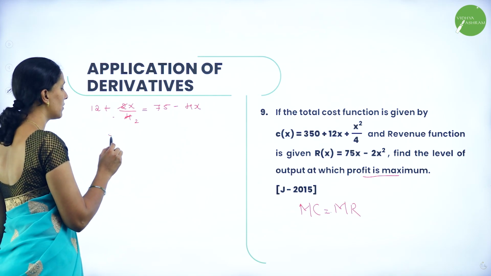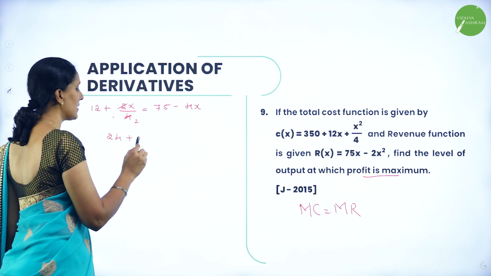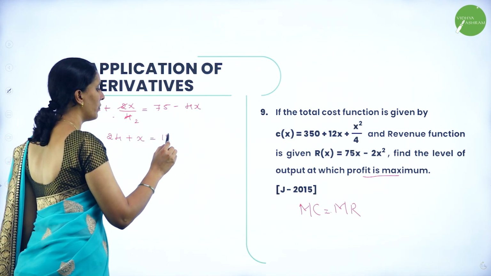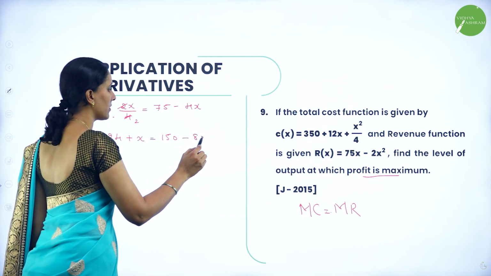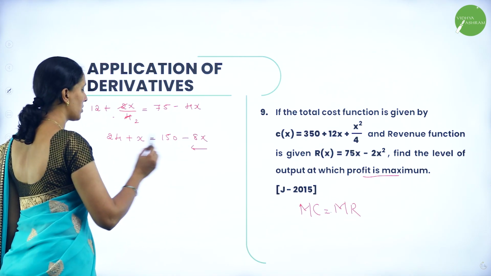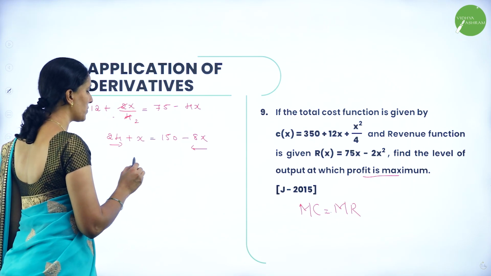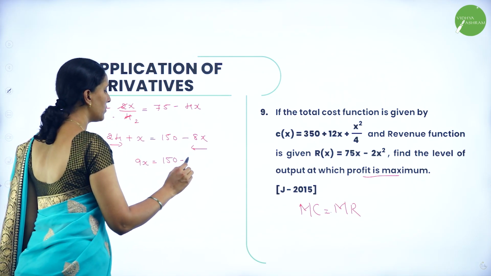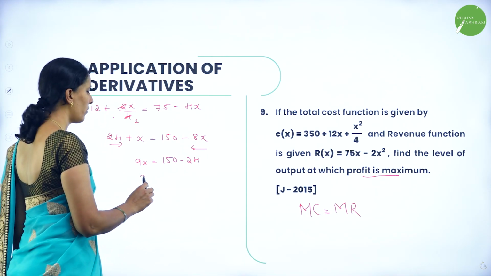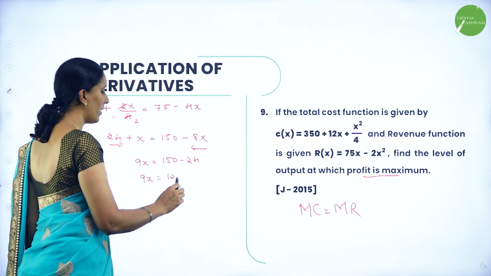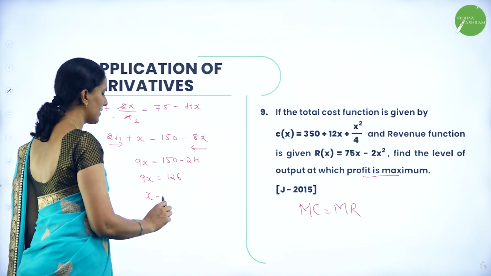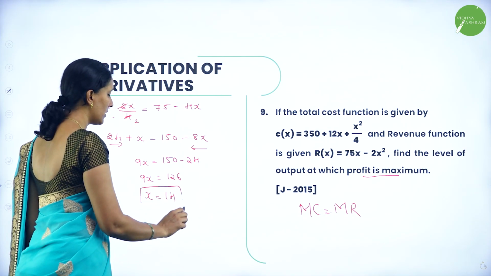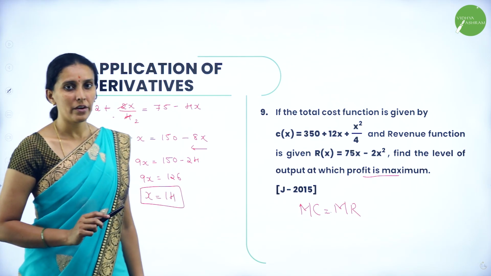So 12 2s are 24 plus x is equal to 150 minus 8x. So when you shift these two on the opposite sides, we'll get 9x is equal to 150 minus 24. So we will get 9x is equal to 126 or x is equal to 14. So this is the maximum level of output you can reach.